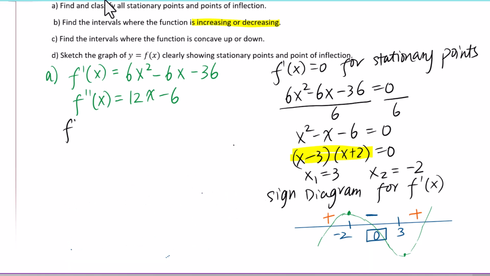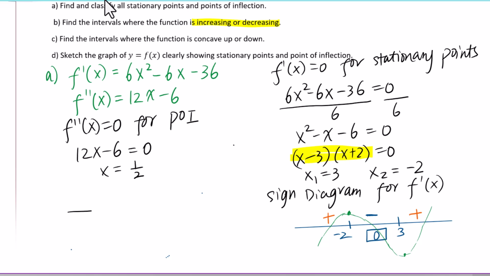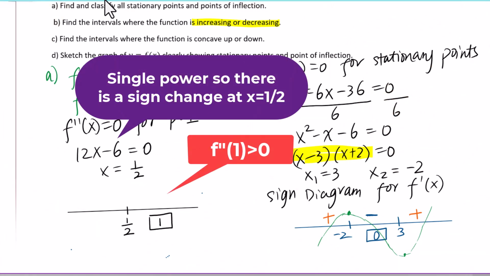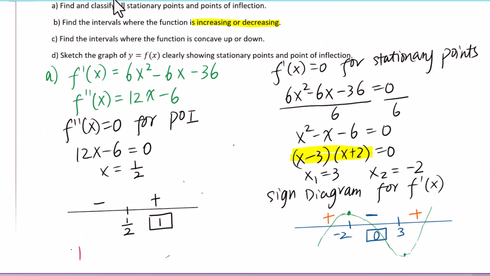We will make the second derivative equal 0 for the point of inflection. 12x minus 6 equals 0. So x equals 1/2. Let's draw this sign diagram. At 1/2, 1 is positive, and here is negative. Since there is a sign change at 1/2, there is a point of inflection at x equals 1/2.